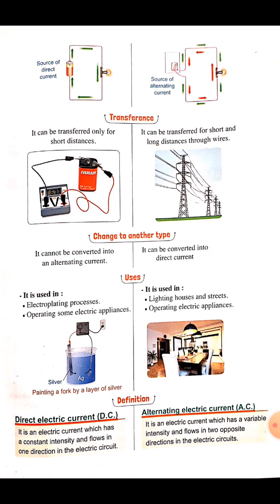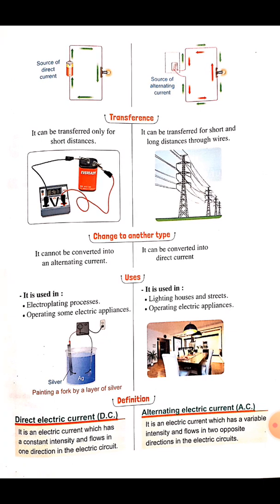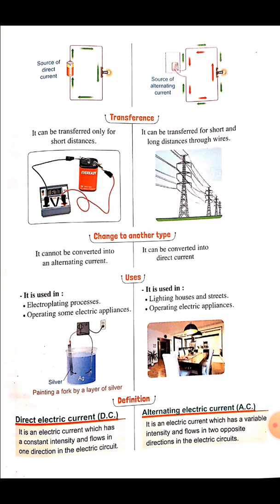Look, from the source of the alternating current, it can move in two directions, in the green one and then in the opposite one, the red one. What about the transference? It can be transferred for short and long distances. In addition, it can be converted into direct current, unlike the direct current. Usages. This is the type of electric current that we can use inside our homes, factories, etc. So alternating current, AC, is an electric current which has a variable intensity and flows in two opposite directions in the electric circuits.